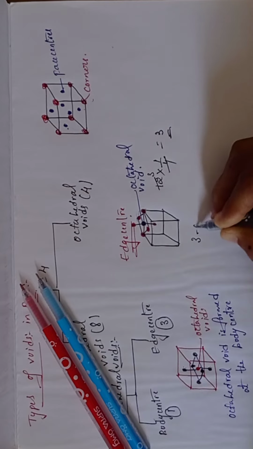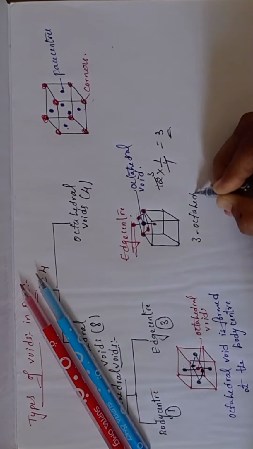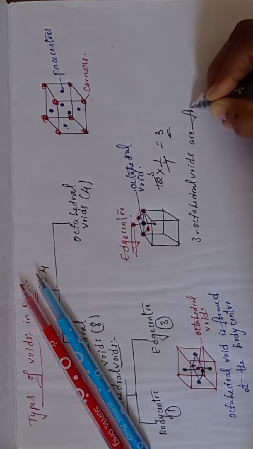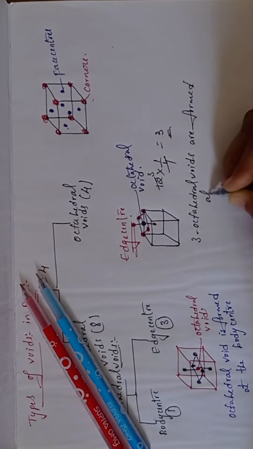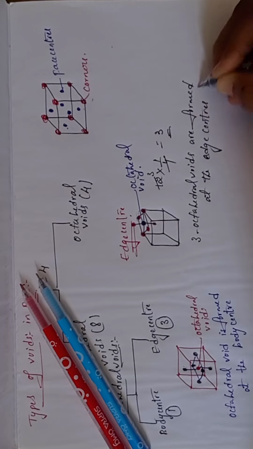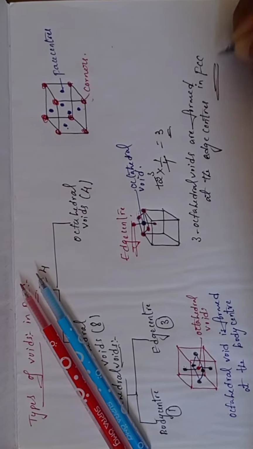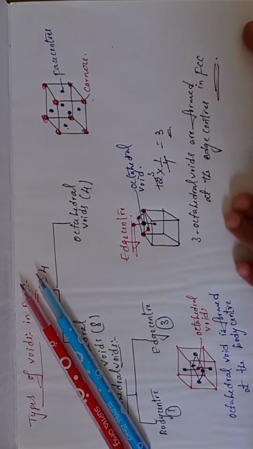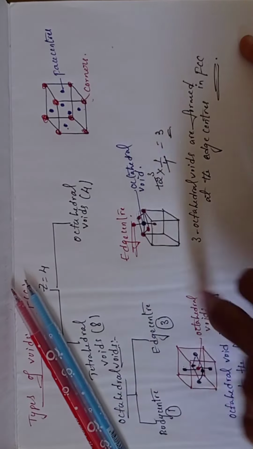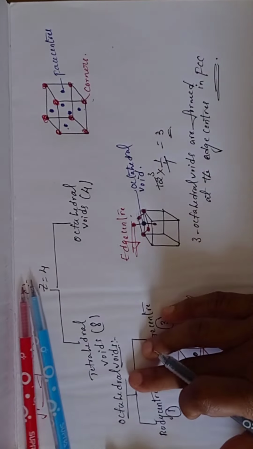That means 3 octahedral voids are formed at the edge centers. Clear, students? At the edge centers in FCC. Clear? In FCC we can observe the total how many? 3 octahedral voids. Clear this one? Here octahedral voids is total.